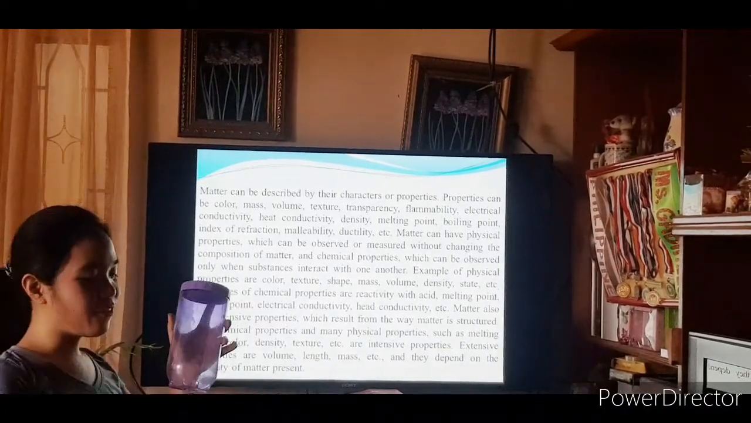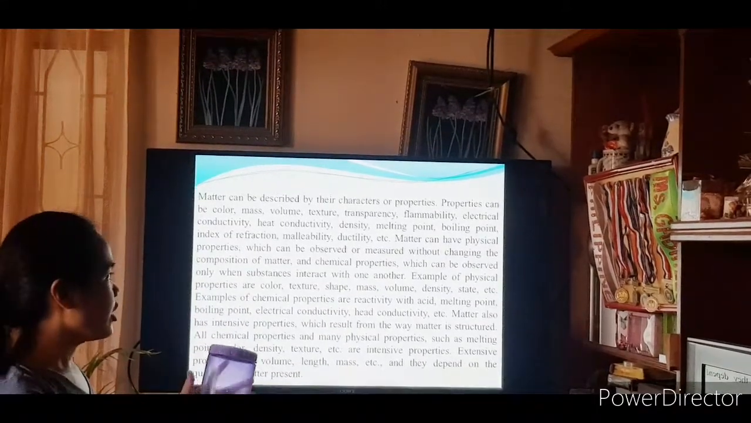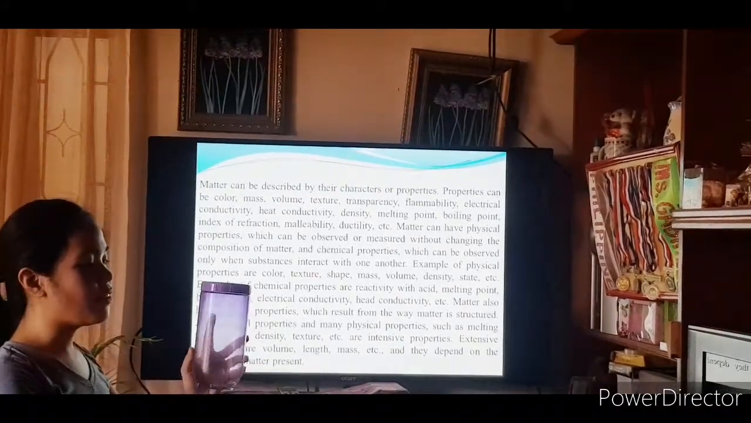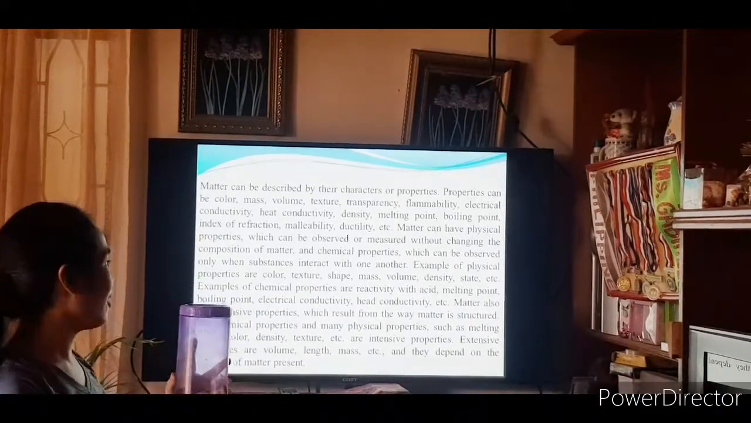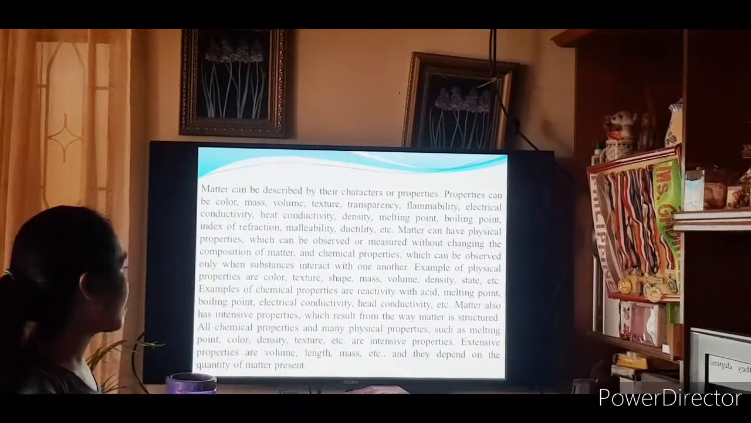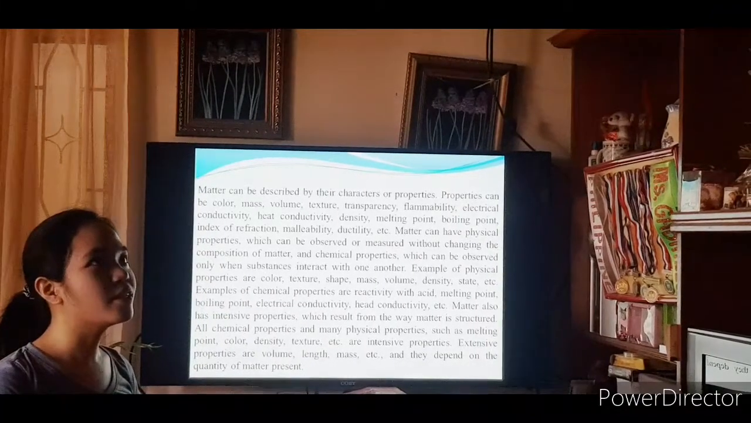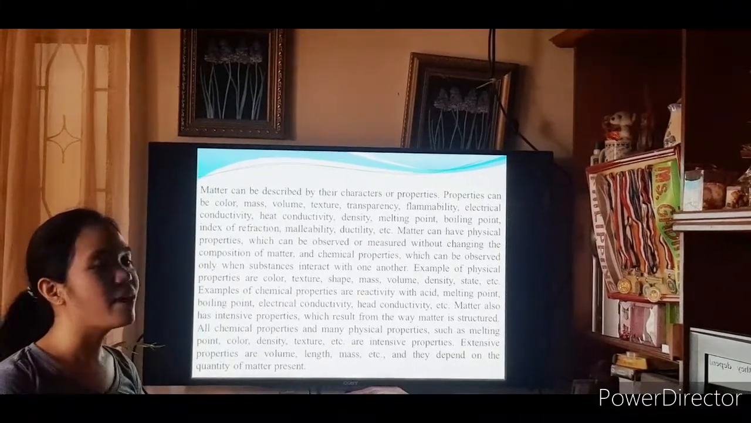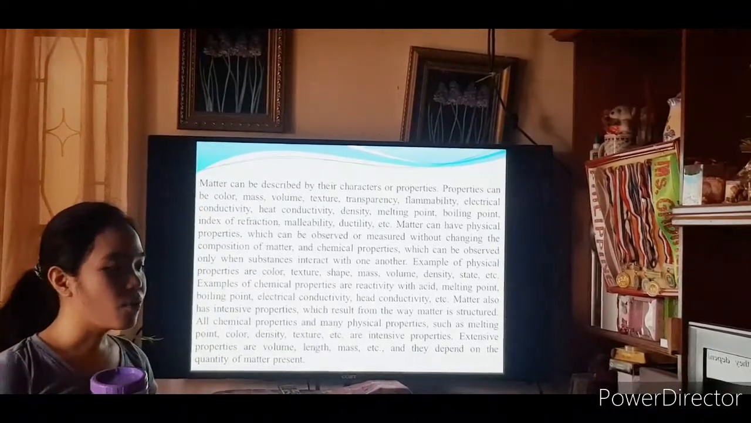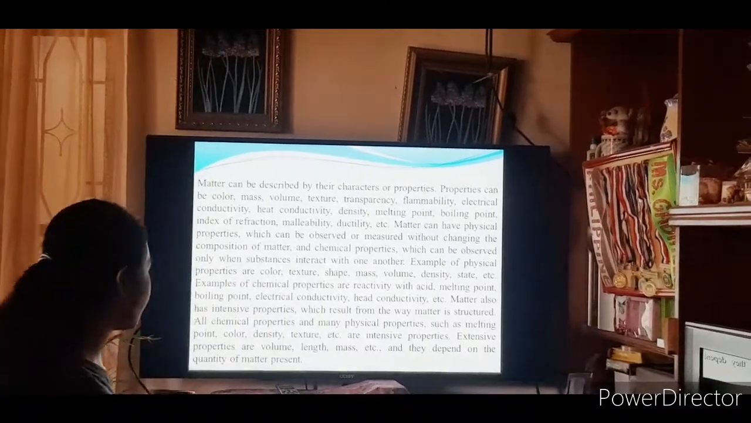For instance, this container in physical properties has the color, the texture, the shape, the mass, volume, density, and the state. So we call this an example of a physical property of matter. And then we also have the chemical properties. It happens either when something comes by itself, like food that begins to rot, or when we cook something. That is a chemical property or a chemical change.